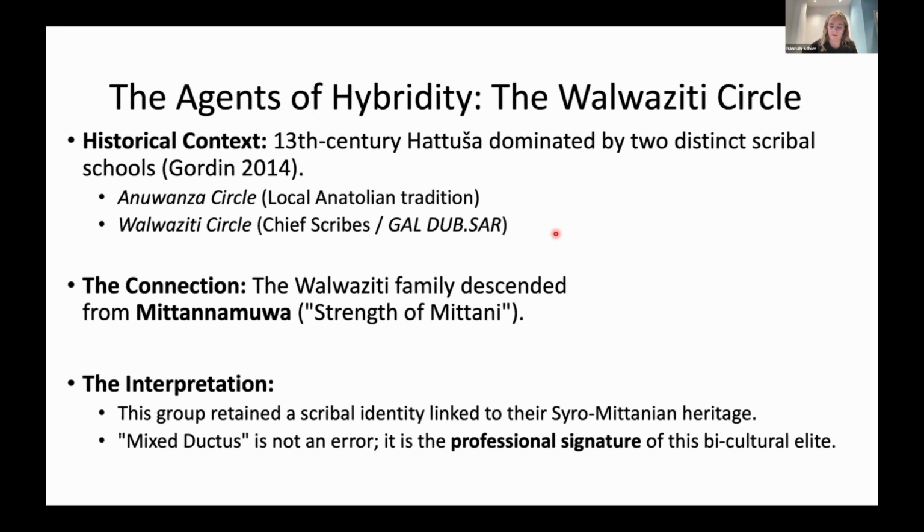I do not assert that a member of the Vairasati family personally held the stylus for KB018. What I argue is that their institutional presence in the chancellery created the systematic capacity for a text like this to exist. To this scribal circle, the mixed ductus would not be an error. It would be a professional signature, the materialization of a bicultural identity in the graphic output of the state.